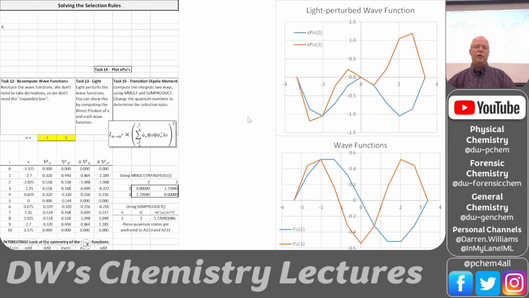And then we do the third piece, solve for the selection rules. So now we want to see if the transition from, say, in this case, 2 to 3 is allowed. So we have two quantum states, n equals 2 and n equals 3. We've got the wave functions, and then we have light. So light's coming in and perturbing that wave function. So we have the x-axis times the wave function to give us this column. And we can see what that's done.